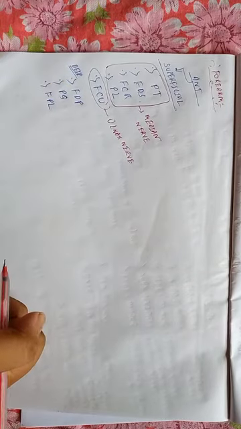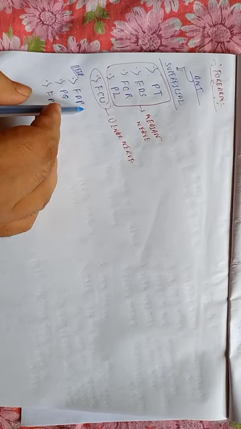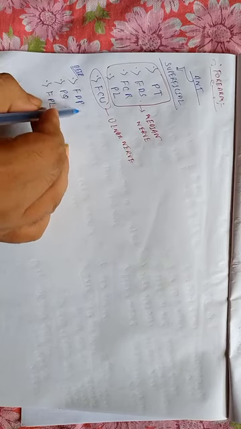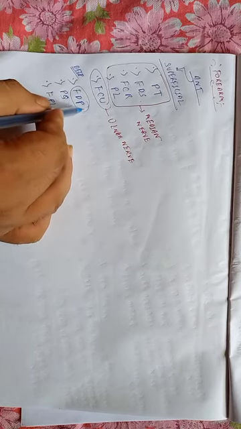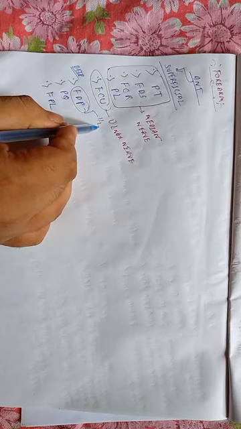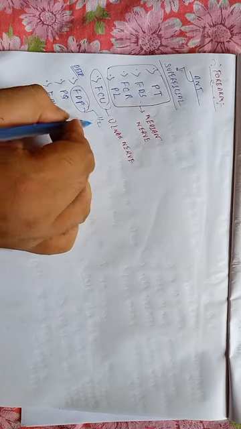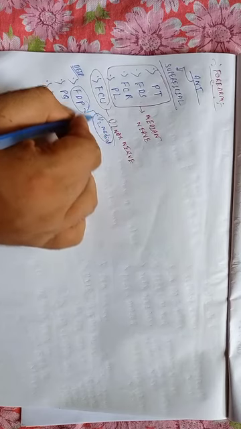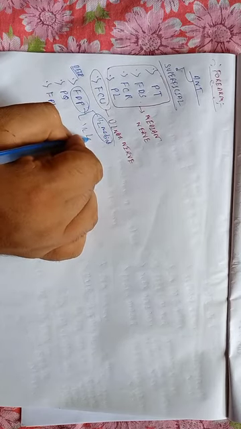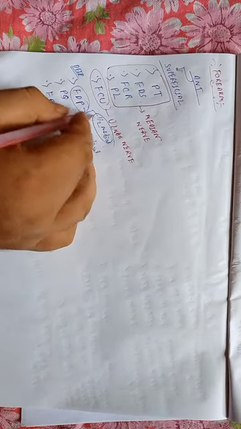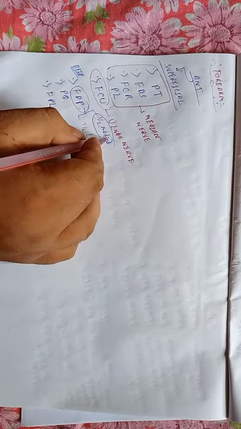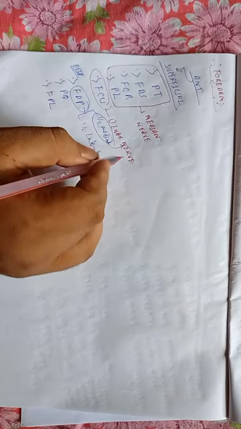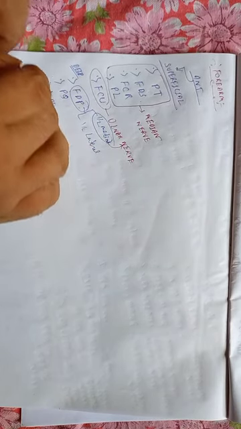Guys, now what? We have to talk about this one. Now the flexor digitorum profundus, half of its portion, we can say the medial half, and there is the lateral half. Now this medial half of the flexor digitorum profundus will be supplied by whom? Ulnar nerve.